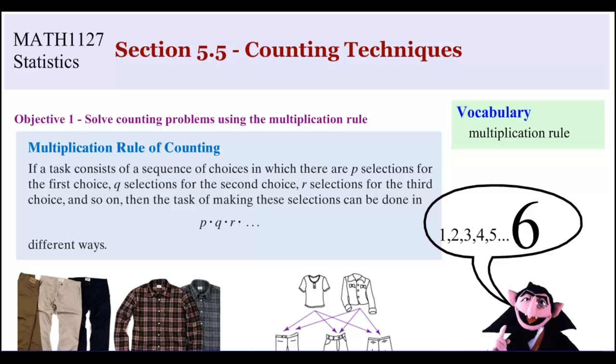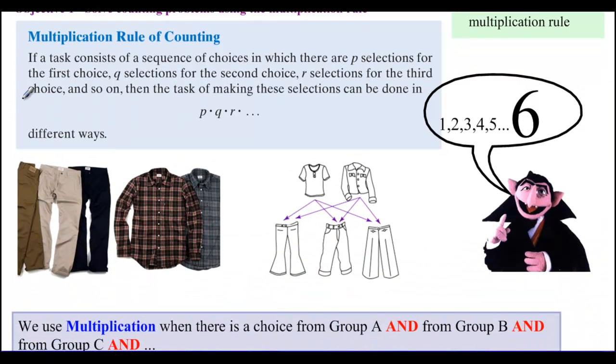One of the great examples that's in every stats book has to do with clothing. If you have 2 shirts and 3 pairs of pants and you assume everything matches, and it's asking how many outfits you can come up with, well, for your shirts, you have 2 options, and then for your pants, you have 3. Using the multiplication rule, we would just multiply here.